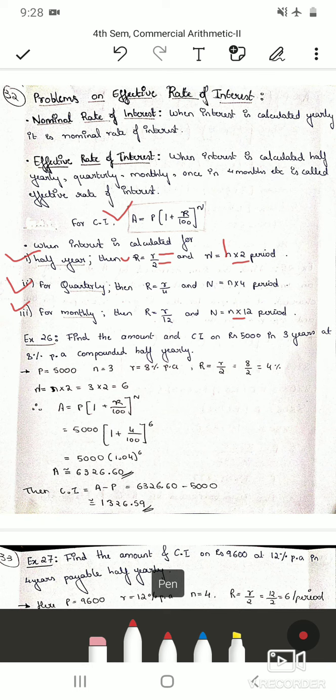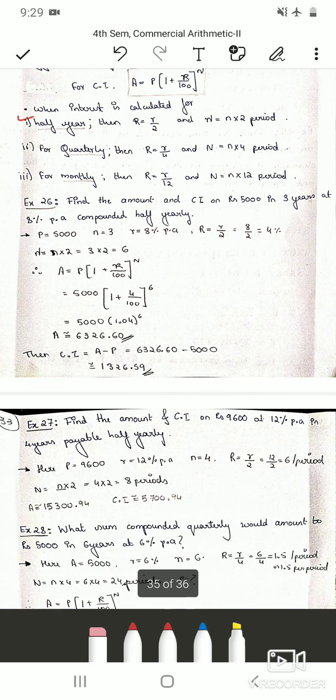So you have to remember these three, and whenever in the question they say interest is compounded based on a certain period, that is yearly, half yearly or quarterly, then you have to use this particular formula, and see in what way the interest is calculated. Based on that you have to use the formulas. So we will see problems.